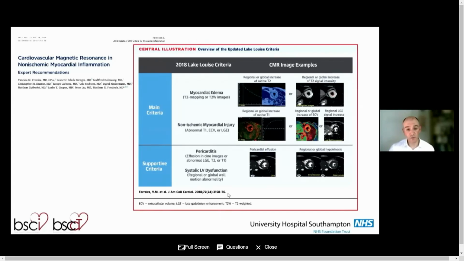They do also go on to note that supportive criteria for these sorts of injuries include any evidence of pericarditis, such as effusions or pericardial thickening, and we saw a small effusion in our case, and indeed systolic left ventricular dysfunction with impairment of function.